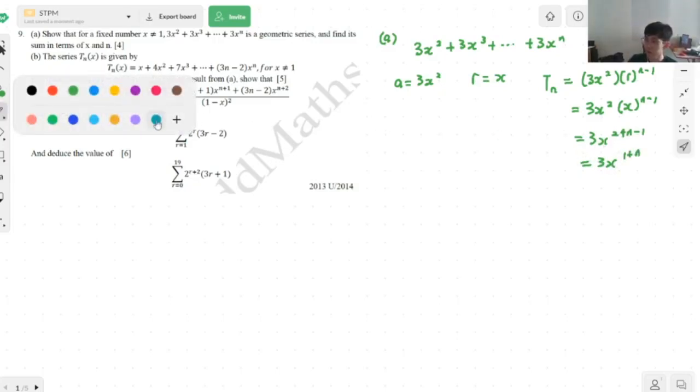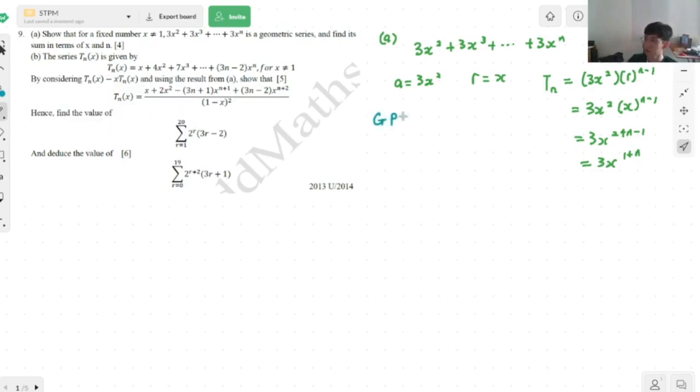And then, because they say prove that this is a GP, I am going to find the common ratio by using tn plus 1 over tn to prove whether we can get a constant value or not. So tn plus 1 is 3x^(1+n+1) over 3x^(1+n). If you can see, top and bottom can be cut. So 3x^(1+n) cut away, 3x^(1+n) cut away, you will be left with x power 1 only. So this x is actually a constant value, so we can say that it is a GP.